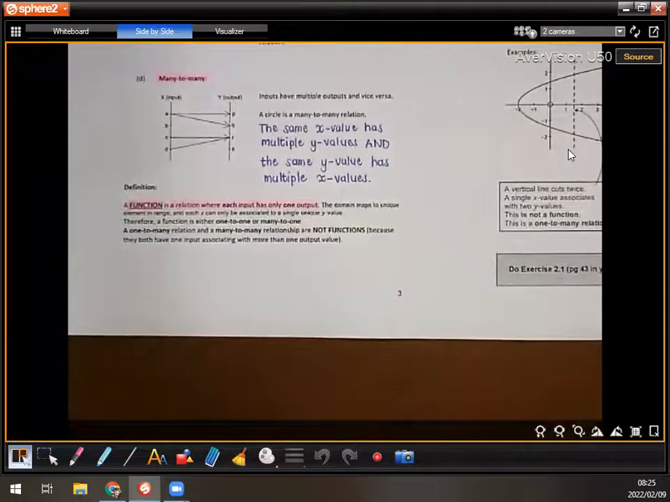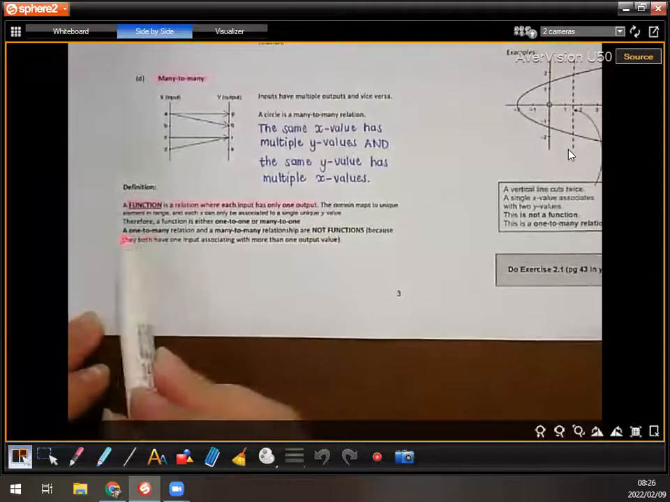Because sometimes in a textbook exam, they'll give you a graph and they'll say, is this a function? Explain why, and then you have to say yes, because each x value has only one y value, or yes, because each input has only one output, or no, because there is an x value that has multiple y values associated with it.